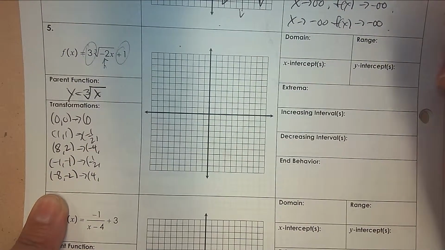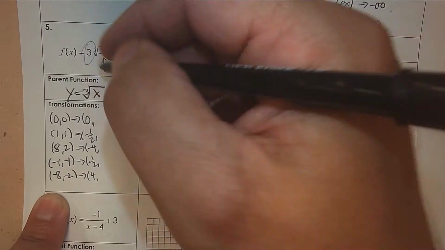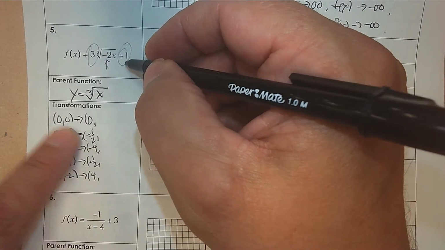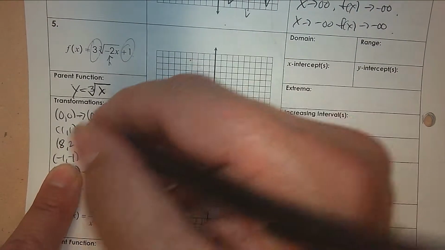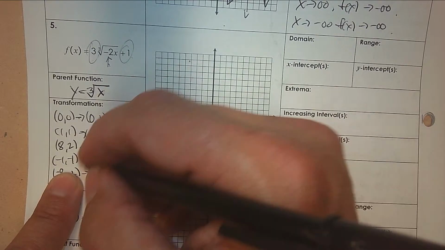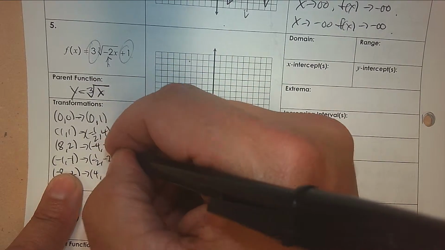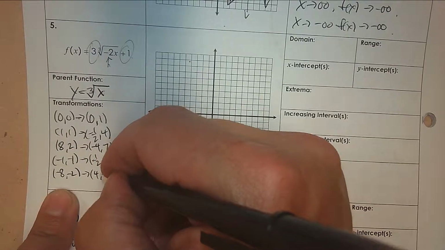To the y's, multiply it times 3 and add 1. So 3 times 1 plus 1 is 4. 2 times 3 is 6. Plus 1 is 7. Negative 1 times 3 is negative 3. Plus 1 is negative 2. That's negative 6. Plus 1 is negative 5.